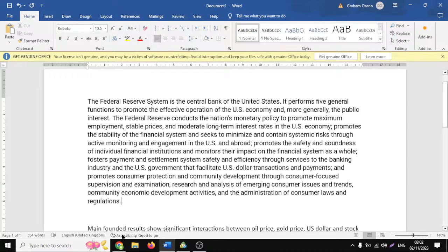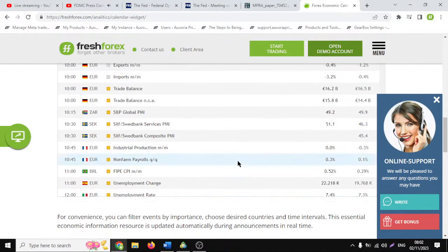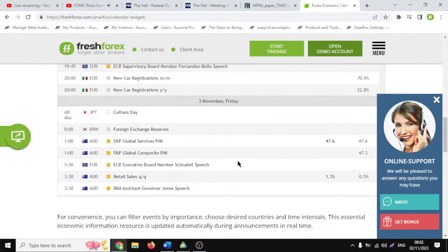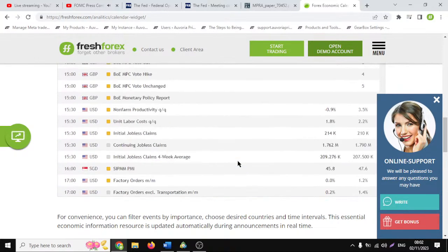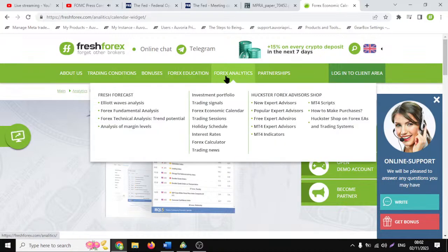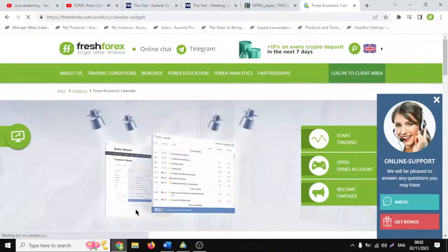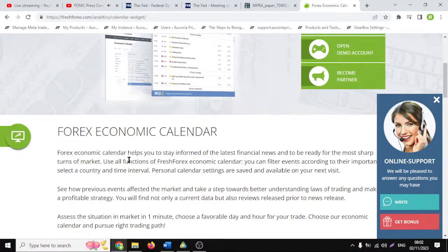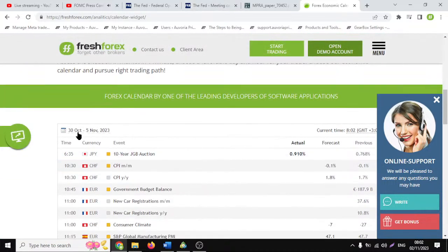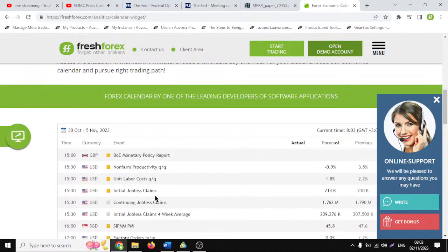To get that news, you can go to the FreshForex website. Let me show you in a second. To get to this page, you just need to come here, Forex Analytics, and then go to FX Calendar. You click it. I just hope you can still see my screen. After you click it, this is the calendar itself. You can browse. This is from the 30th, the beginning of this month. Just check any news that has the word Fed before it. That is the news we are looking for.